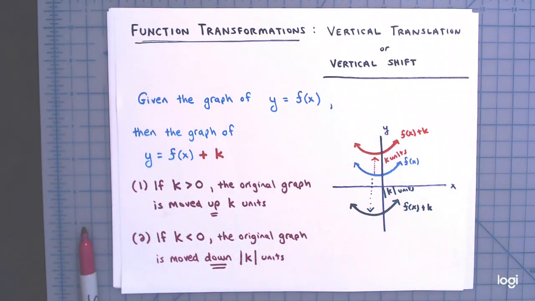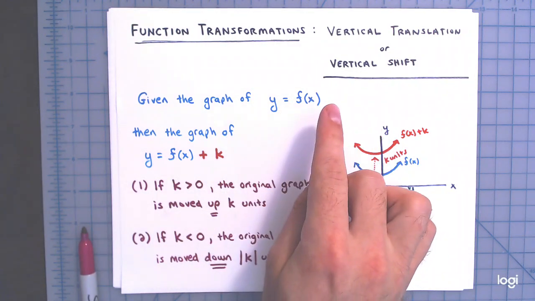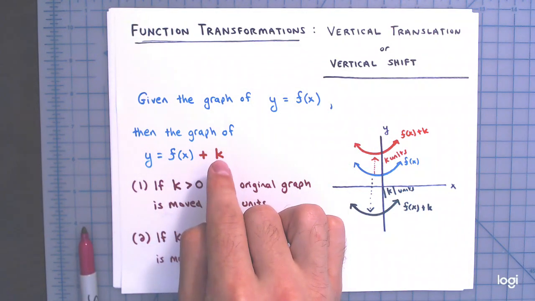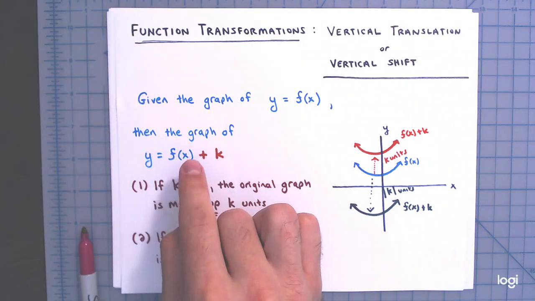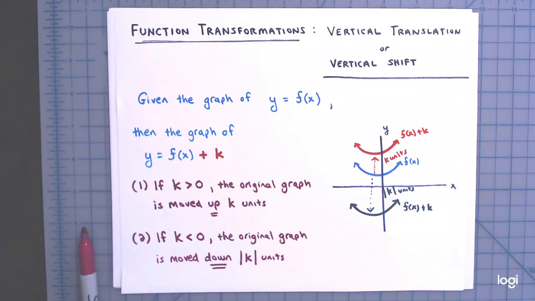So it's just you take your original equation and simply leave it the way it is, add some number to the side with the input variable, and it'll move your graph up and down.